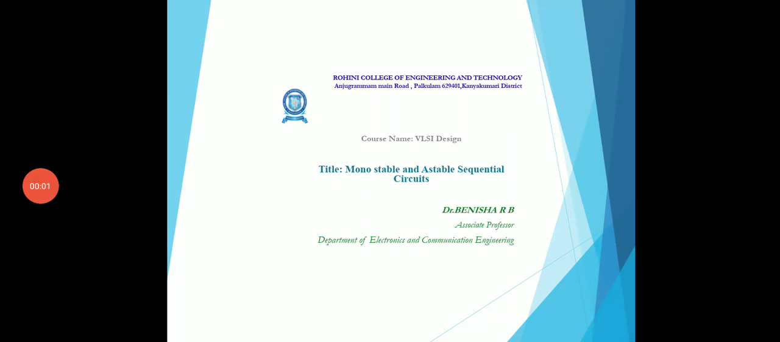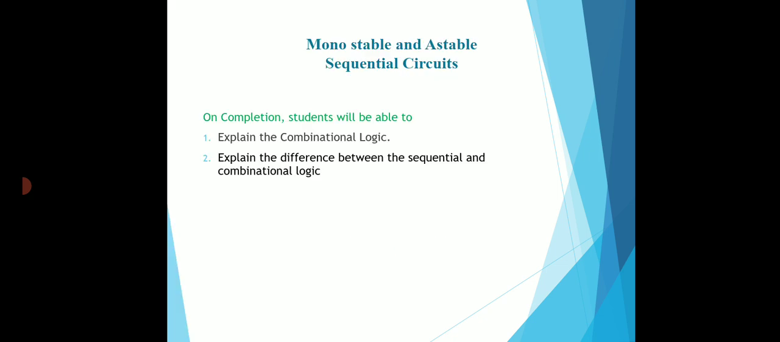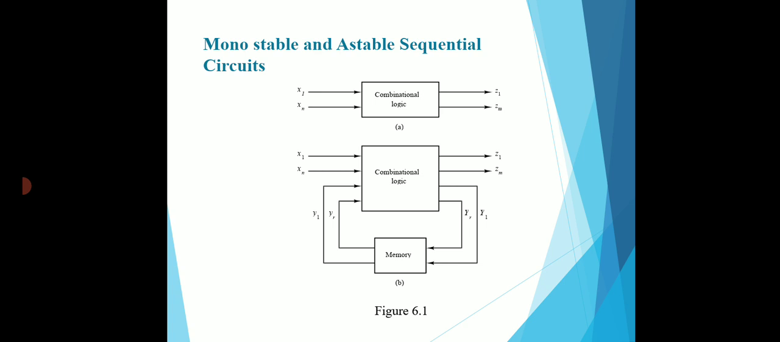In this video we are going to discuss monostable and astable sequential circuits. On completion of this topic, students will be able to explain combinational logic and also obtain the difference between sequential and combinational logic.